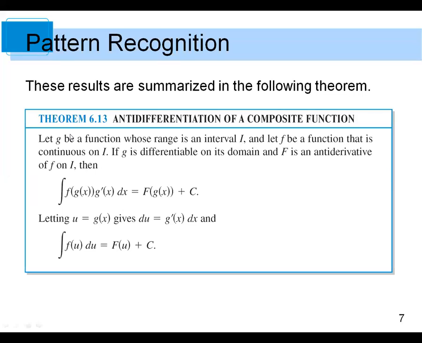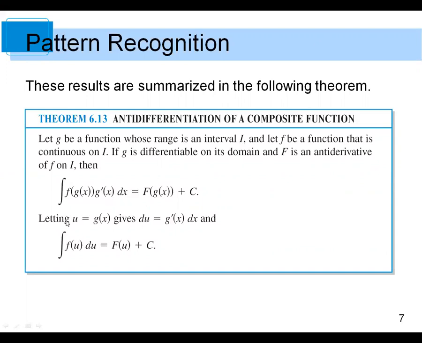So these results are summarized in the following theorem. This is the antidifferentiation of a composite function theorem. Let g be a function whose range is an interval I, and let f be a function that's continuous on I. If g is differentiable on its domain and capital F is an antiderivative of little f on I, then the integral of f of g of x times g prime of x equals capital F of g of x.